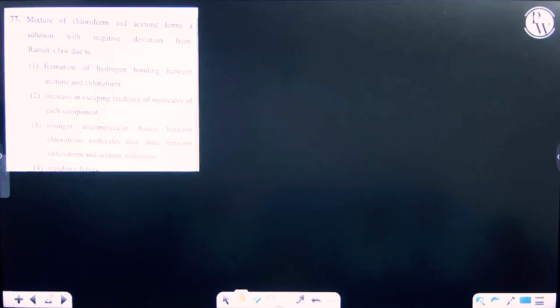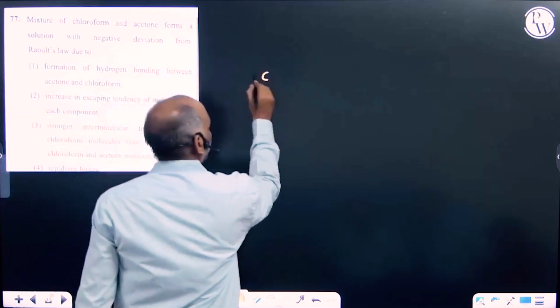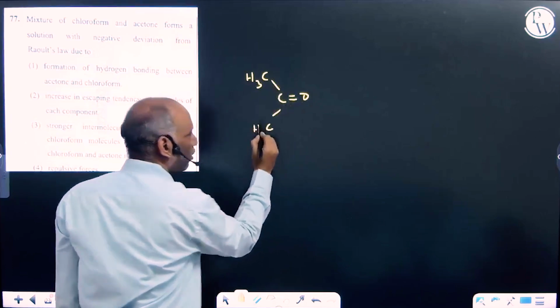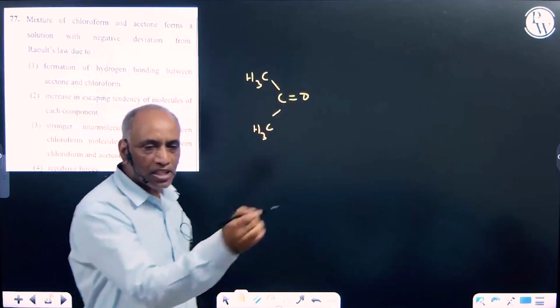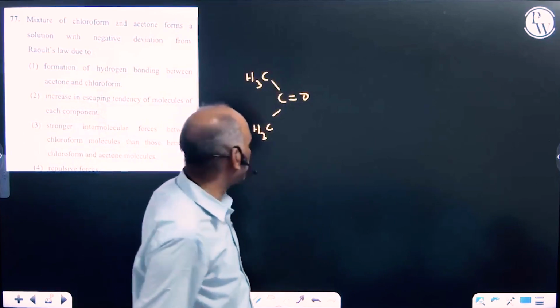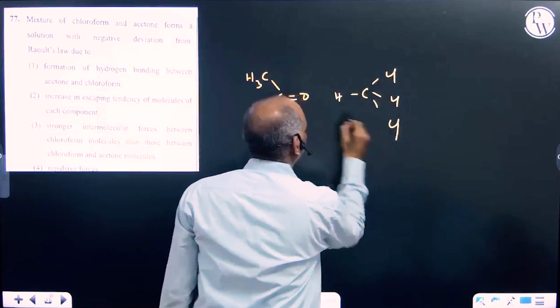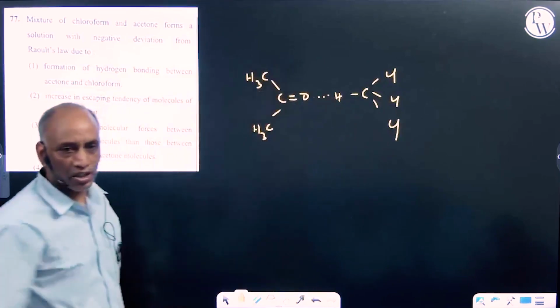Mixture of chloroform and acetone forms a solution with a negative deviation. Hope you are familiar with. Here you are having CH3CO. Before addition, they are having the dipole-dipole forces only. Chloroform is also polar, dipole-dipole forces will operate. But once you add these two, there exist this kind of hydrogen bonding interactions.